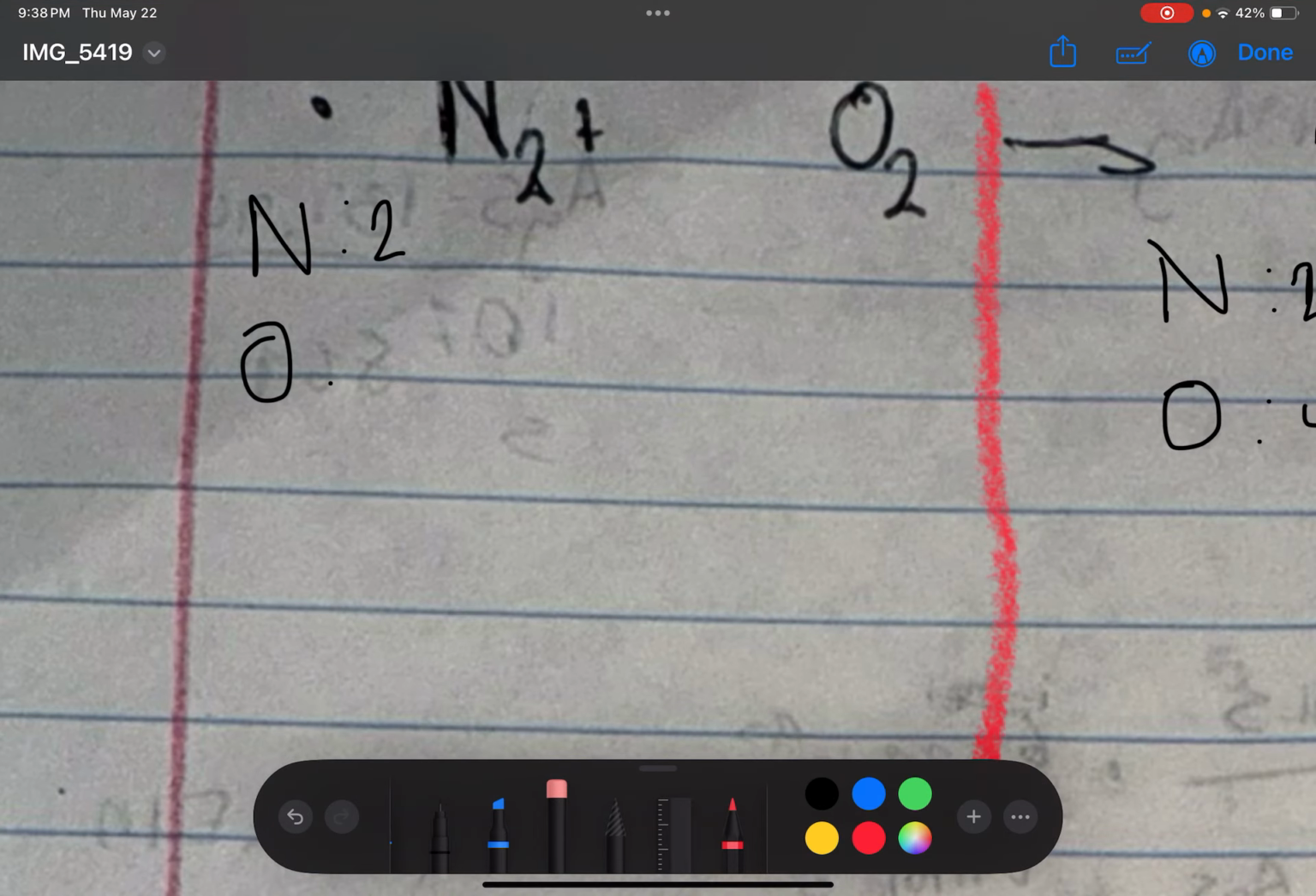Oh my god, 4. You guys just balanced an equation. Oh, I forgot to put that back.